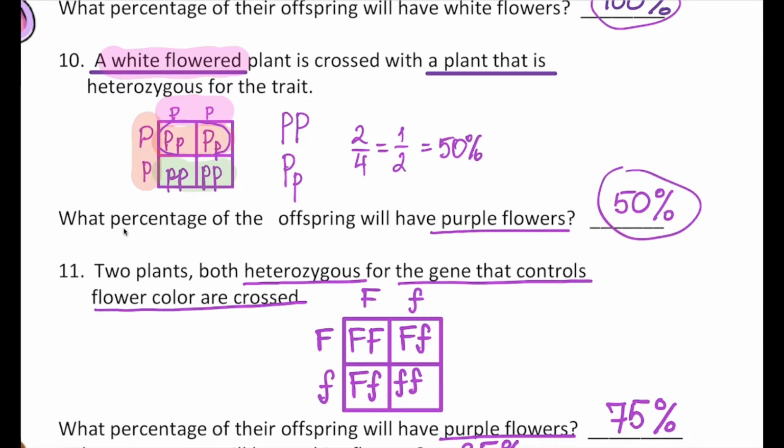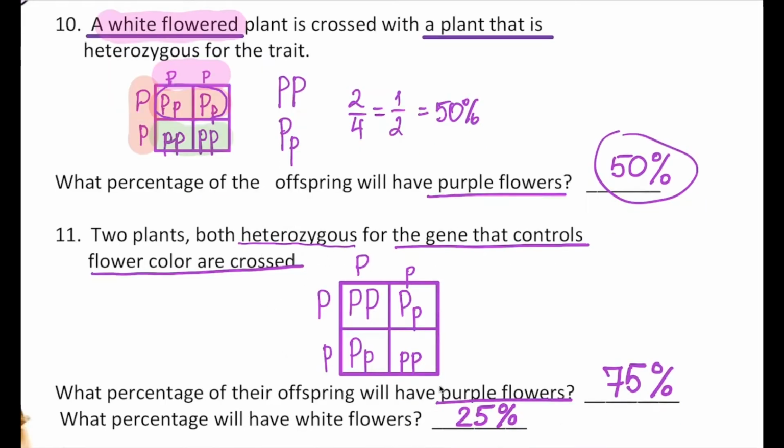2 plants, both heterozygous with a gene. So that's your Punnett square. Both of them are heterozygous. And as you can see, we've done that before. Your cross is only going to have 1 homozygous dominant, 1 homozygous recessive, and the other 2 are going to be heterozygous. So purple flowers are going to be the ones that have at least 1 capital P. So this is 1, 2, 3 out of 4, 75%. And white flowers are these guys, again 1/4, it's 25%.